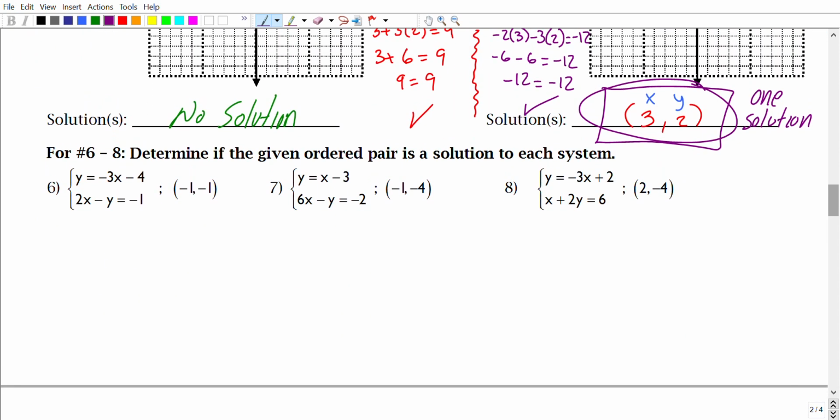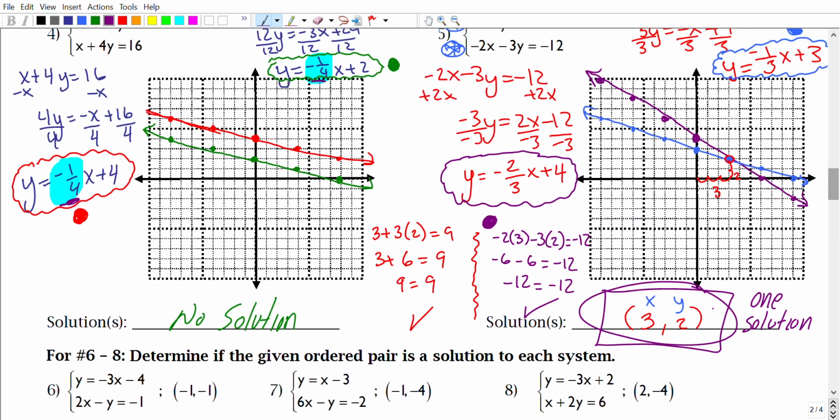So what I want you guys to do is to try out 6 through 8. So what I'm going to do is I'm going to do 6 with you guys, and I want you guys to try out 7 and 8. All they're asking for 6 through 8 is determine whether the ordered pair is a solution to each of the systems. Well, what did I just do up here, guys? I tested this solution into my original equations to see if it worked, and I got 2 true statements. So we're going to have to do the same thing down here.